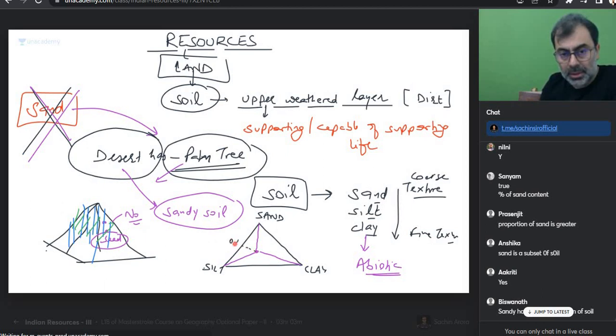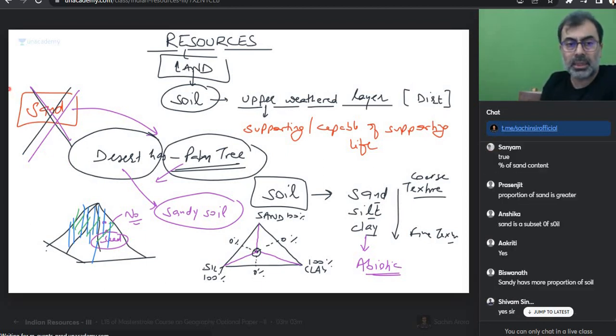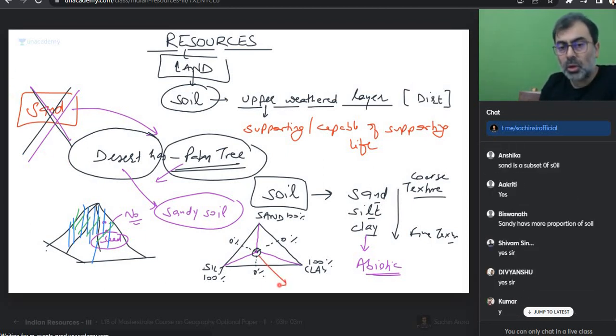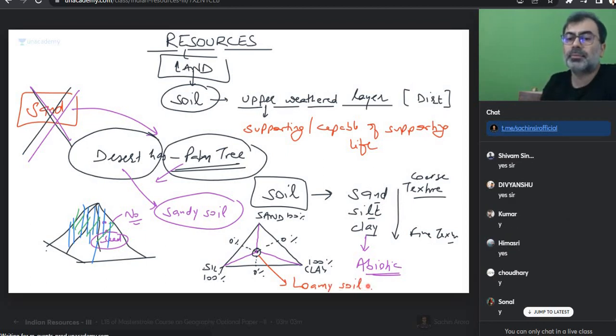This is 0% clay to 100% clay. This is 0% silt to 100% silt. This is 0% sand to 100% sand. Everyone okay? Can I say this is the center? That means 33% sand, 33% clay, 33% of silt. This is called loam or loamy soil. This is the best soil. This has a mix of all. I want to tell you how it makes a difference.